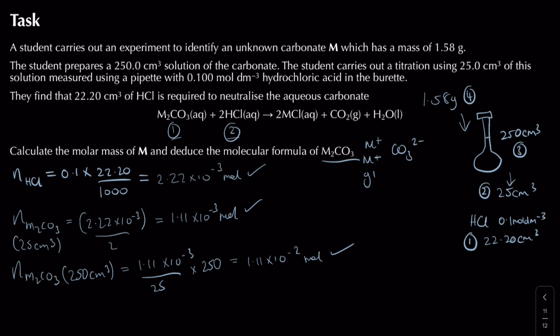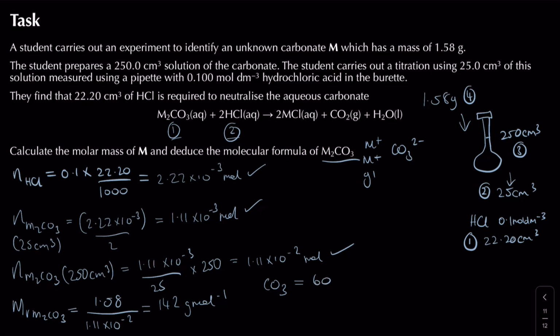Now, of course, the next step is to find the actual MR of our metal carbonate itself. The next step involves me taking the mass of 1.58 and dividing that by the number of moles that we just calculated, 1.11 times 10 to the power of minus 2. I put that in my calculator, and I end up with a value of 142. So there is my grams per mole, but we're not finished yet, because we look at that value and think, okay, the carbonate itself is going to have an MR of 12 added to 16 times 3, so that is going to be 60.